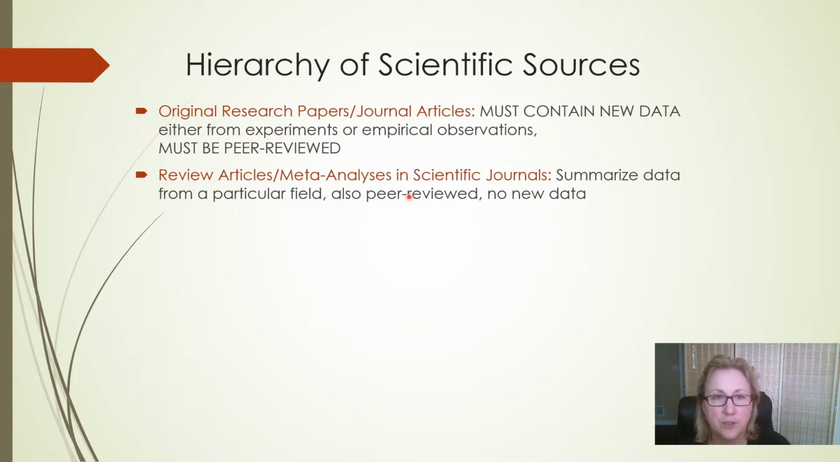Usually a good journal will submit articles to at least 2 or 3 reviewers. If it's a controversial topic, they might send it to 5 or 6 reviewers to get opinions before they publish it. So that's what peer reviewed means: other scientists read it and evaluate it before it gets published. Review articles and meta-analyses published in scientific journals are also peer-reviewed, but the difference is they contain no new data. They're a summary or a synthesis of recent data in a particular field, and they can be really useful.